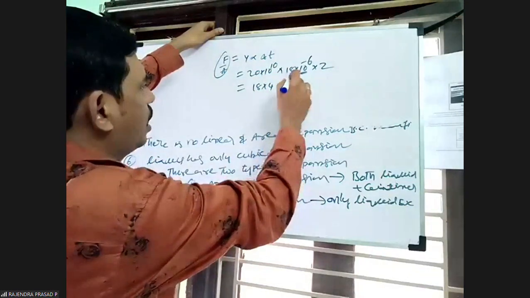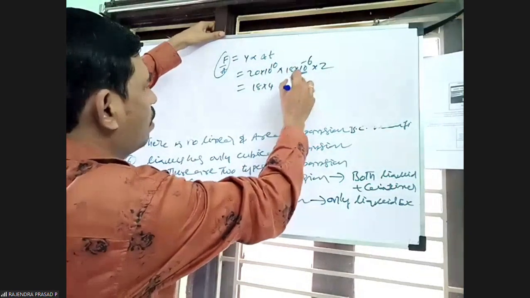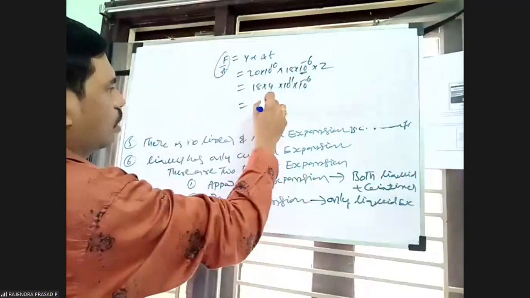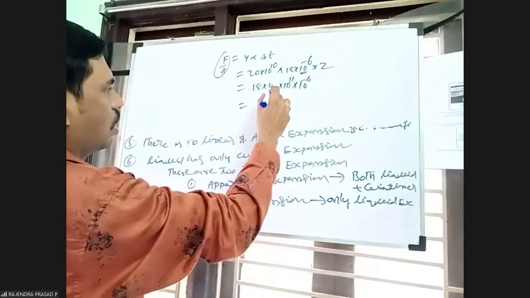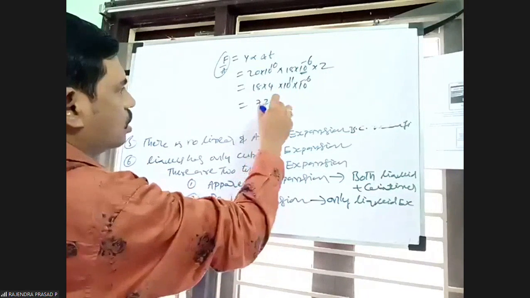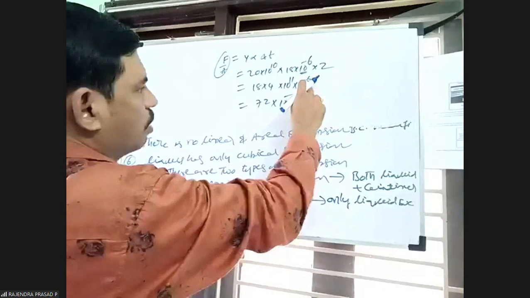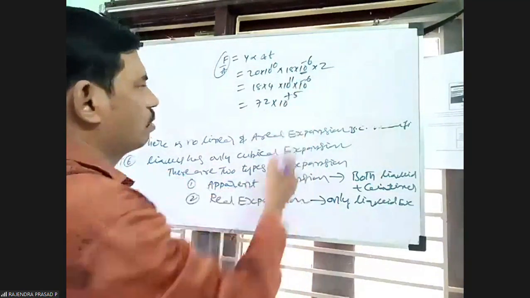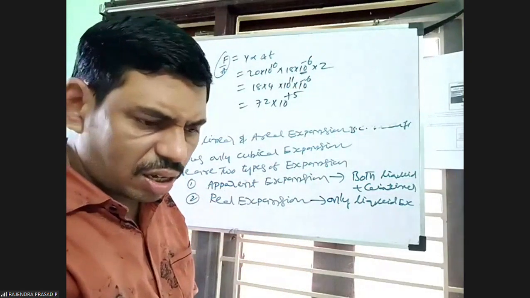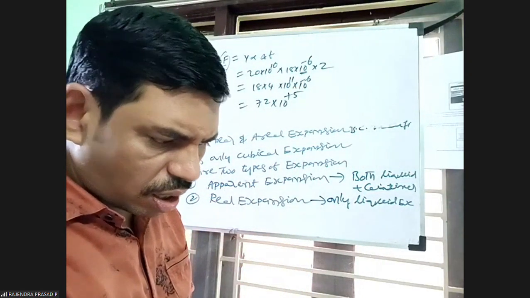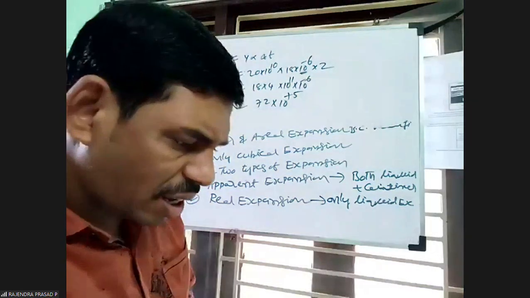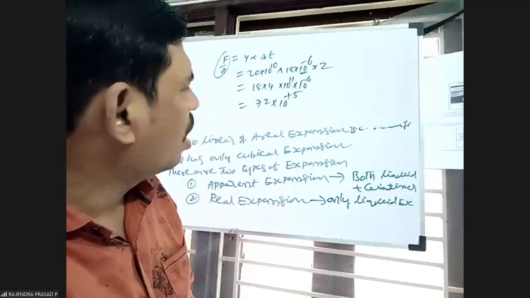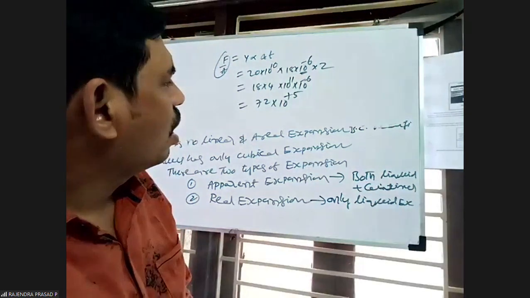10 power 9, 10 power 11 into 10 power minus 6 gives 10 power 5. So 72 into 10 power 5, which is 7.2 into 10 power 6. Tell me the answer. The answer is 7.2.